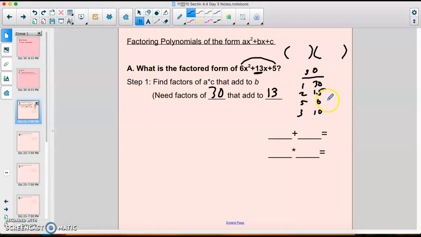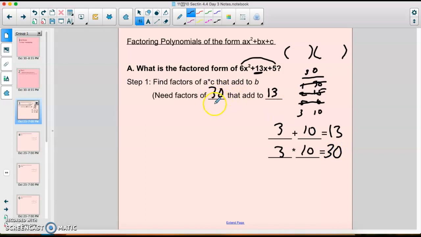Do any of these add up to 13? This doesn't. This does not. That would be 17. This would be 11. Here we go. This is 13. And so 3 plus 10 equals 13. And we know that 3 times 10 equals 30, which was our target number.